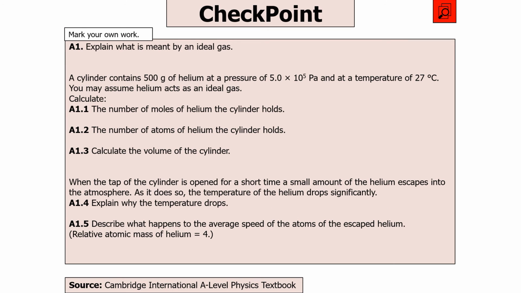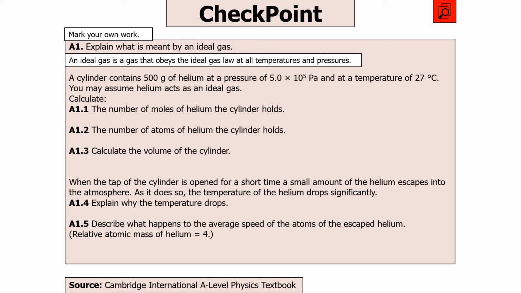Right, definition of an ideal gas, you've got to learn it. It's a gas that obeys the ideal gas laws at all temperatures and all pressures. In this next one, it's 125 moles because we know the mass of the helium is 500 grams and we know what the Mr of helium is, it's 4. So moles is mass over Mr, 500 divided by 4 is therefore going to be 125 moles.